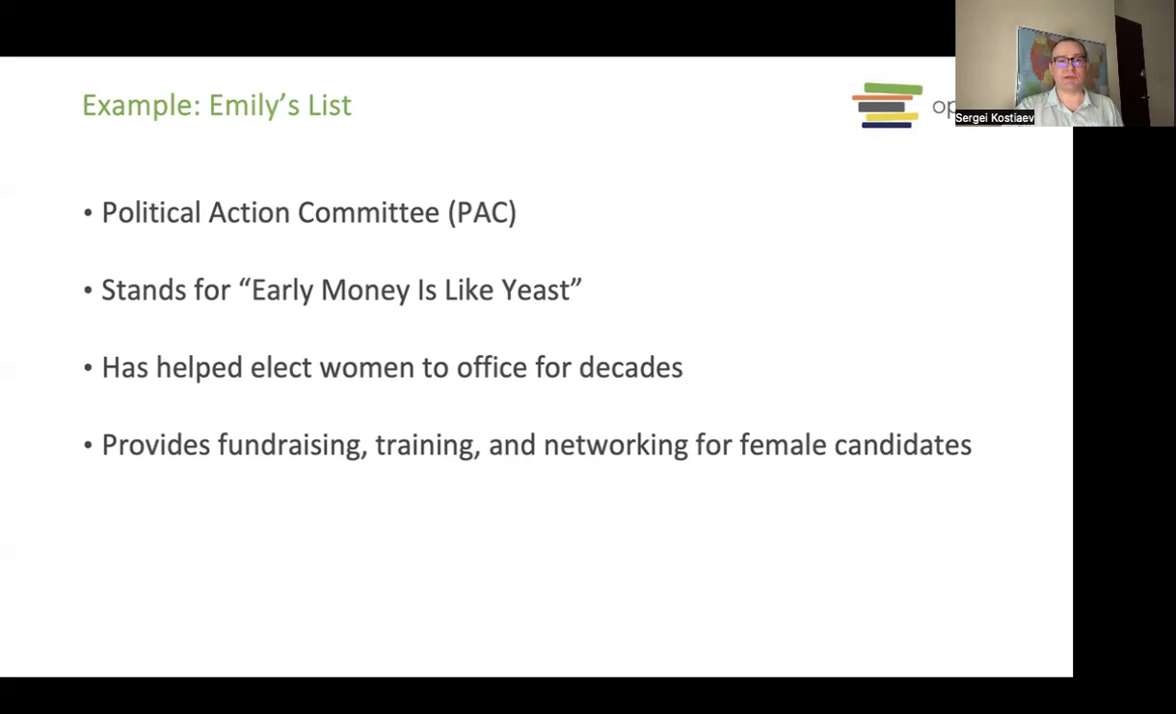And the important thing is they do training. They help female candidates to get some footing in fundraising and get to know other female candidates for office and office holders.